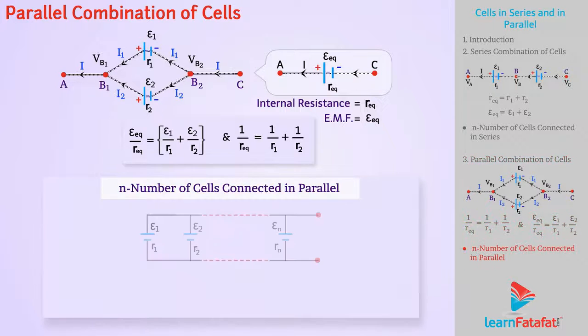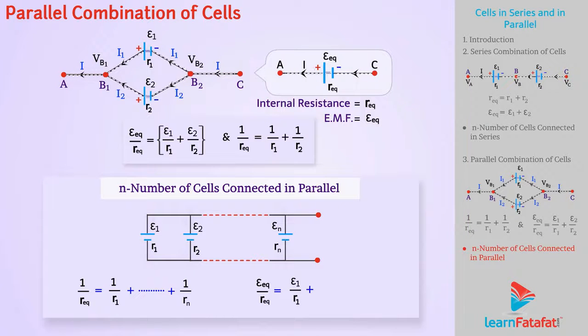If n number of cells are connected in parallel, then 1 by R equivalent equals 1 by R1 plus up to 1 by Rn. Epsilon equivalent by R equivalent equals epsilon1 by R1 plus up to epsilon n upon Rn. So I hope you have understood this topic very well.